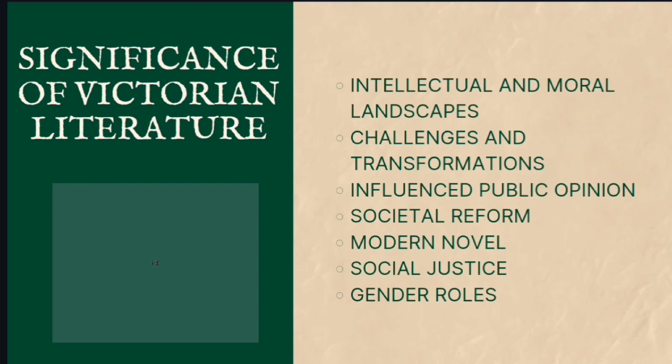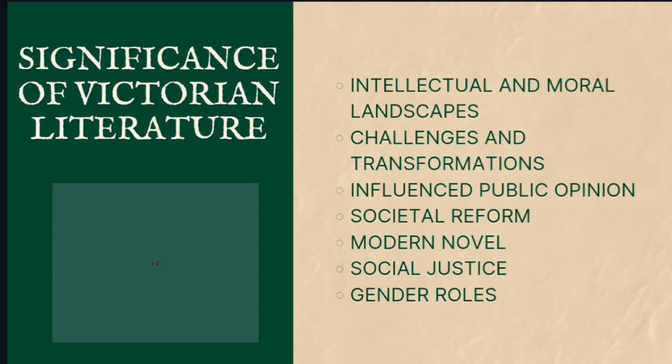See, the role that the Victorian age plays in English literature is a crucial one, particularly in shaping the intellectual and moral landscape of the era. It not only documented the period's challenges and transformations, but it also offered critiques and potential solutions. The literature of this time influenced public opinion, paving the way for societal reform, and also contributed a lot to the development of the modern novel.